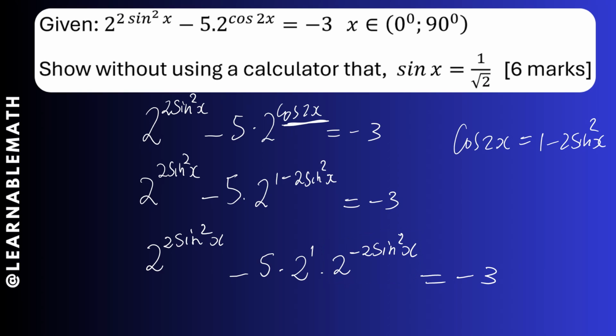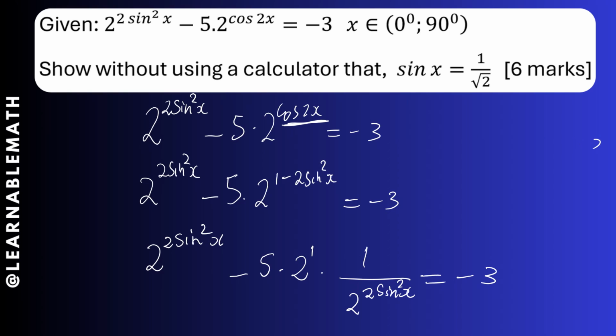Negative 3. So obviously at this point, this part, which is 2 to the exponent of minus 2 sine squared x, I can write it with a positive exponent if I write it as a fraction. It will be the same as 1 over 2 exponent 2 sine squared x. I'm ensuring that that exponent is positive now because it was negative.